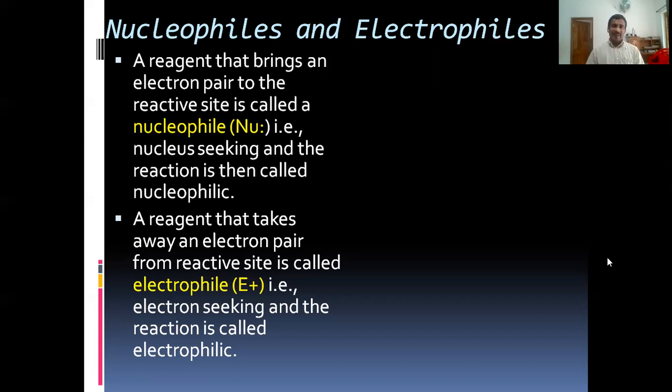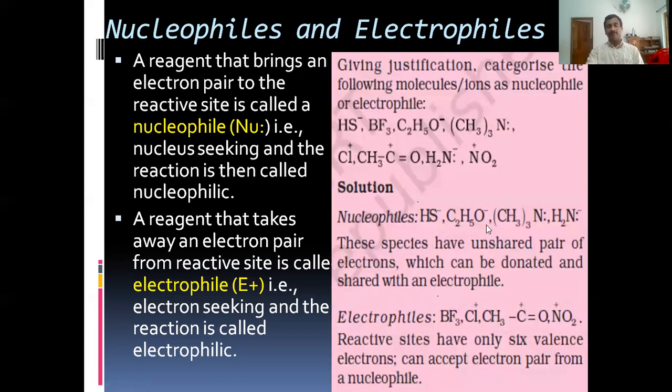A reagent that takes away an electron pair from a reactive site is called an electrophile. Electrophile means electron seeking or electron loving. That will be a positively charged species, therefore it is represented as E plus, electron seeking, and the reaction is called an electrophilic reaction. It can be an electrophilic substitution. Here you can see a number of examples for nucleophiles and electrophiles. It is given as a question.